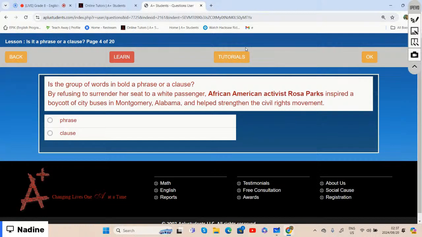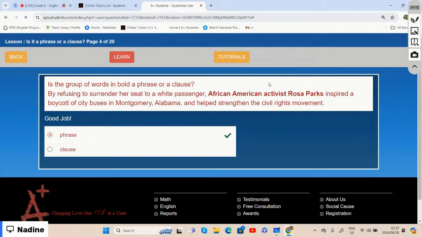All right, and if we look at those group of words, which is African American activist Rosa Parks, we can say it is a phrase. So it is a phrase.